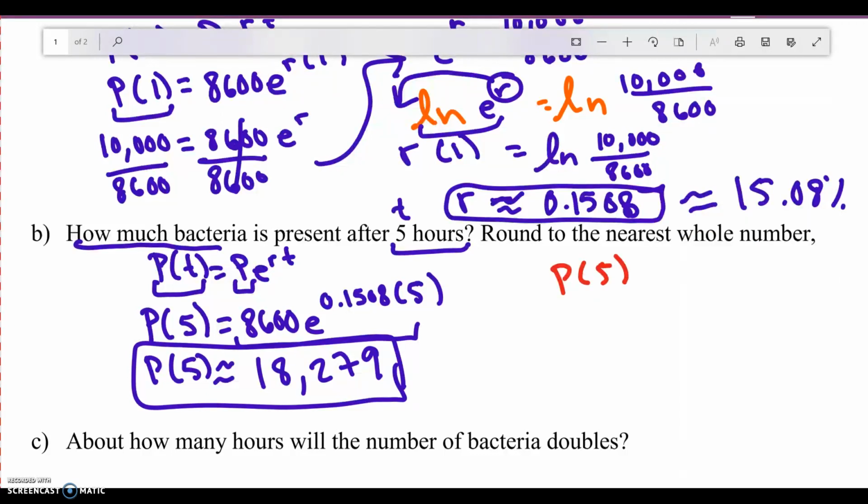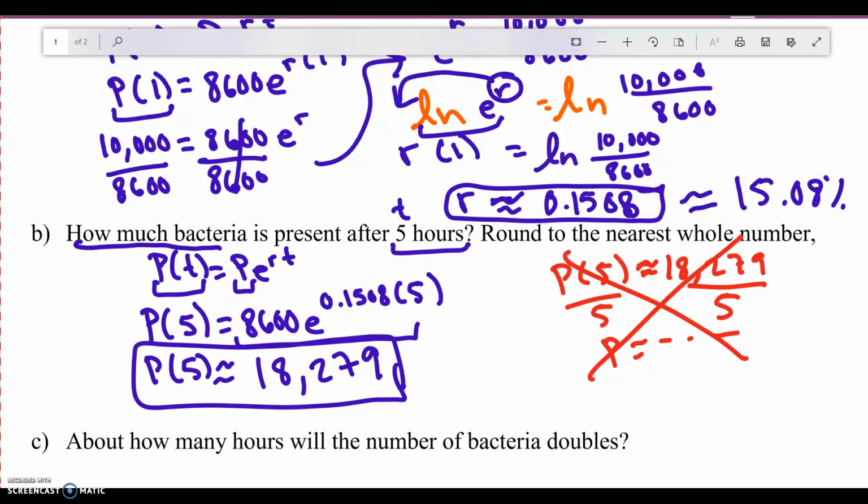Okay, now one thing to be very careful with, and I'll put it in red, what I see a lot is this. I see a lot of this: divide by 5, P equals whatever. That's not what we want. That's not right. Do not do that.